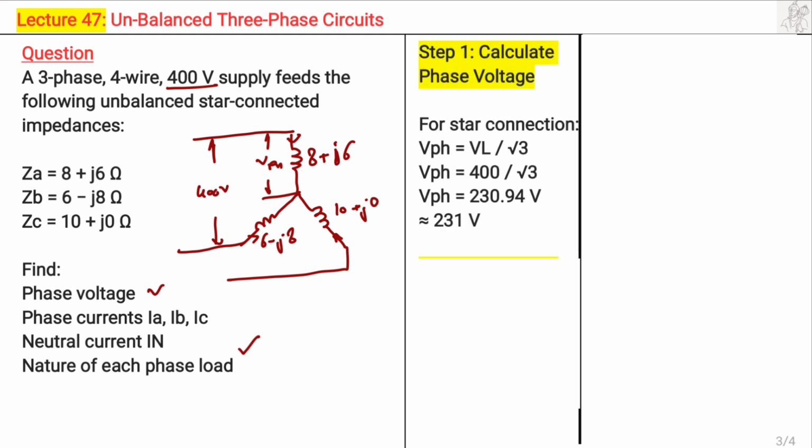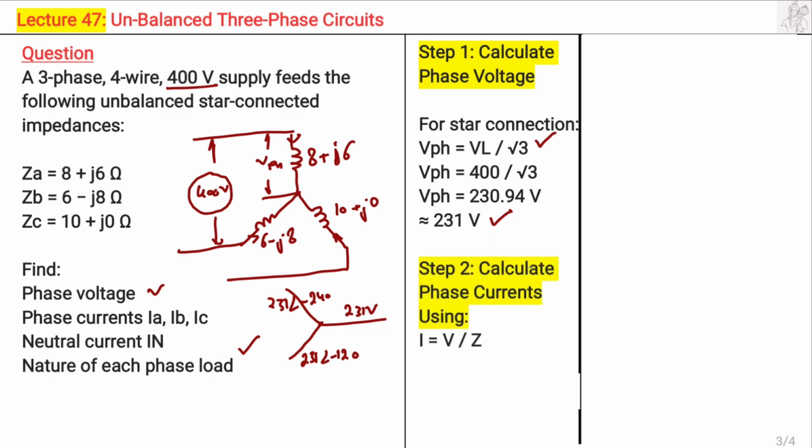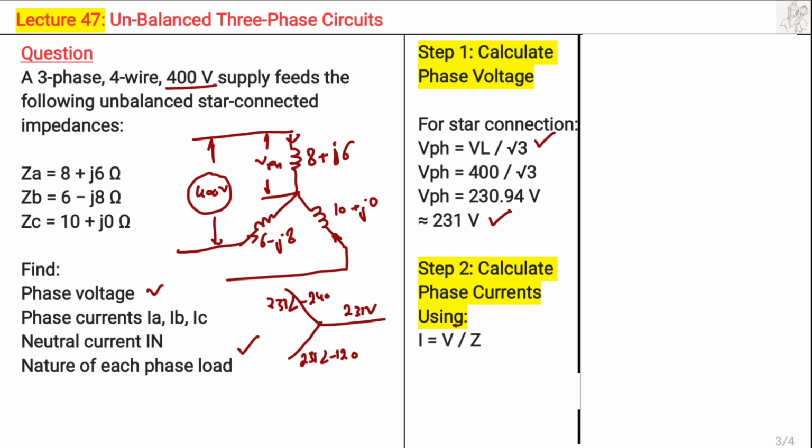So step 1 is to calculate the phase voltage. Since line to line voltage is 400 volts, we know that phase voltage is simply VL by root 3, so it comes out to be 231 volts. Since we say that the supply is balanced, we will say that the 231 volt will be phase A voltage, the 231 angle minus 120 will be phase B voltage, and 231 angle minus 240 will be the phase C voltage.